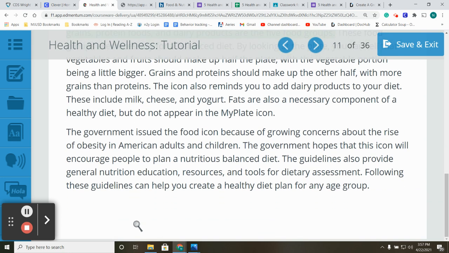The government issued the food icon because of growing concern about the rise of obesity in American adults and children. The government hopes that this icon will encourage people to plan a nutritious, balanced diet. The guidelines also provide general nutrition education, resources, and tools for dietary assessment. Following these guidelines can help you create a healthy diet plan for any age group.